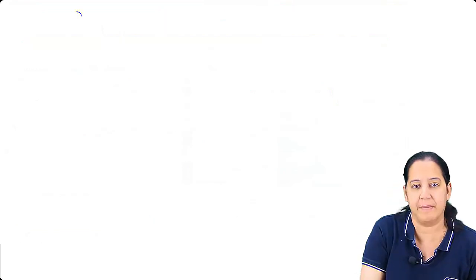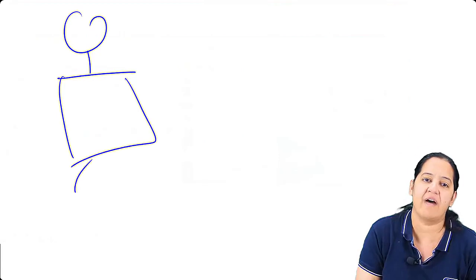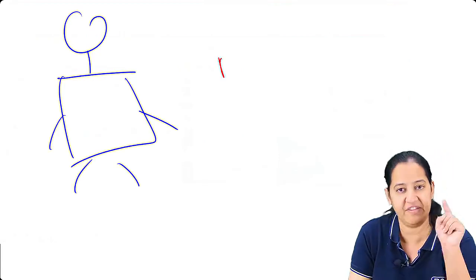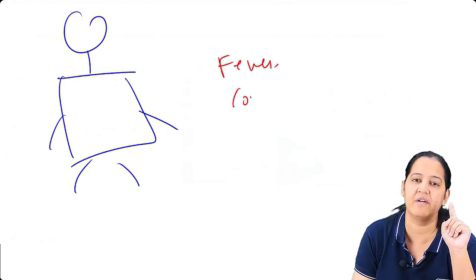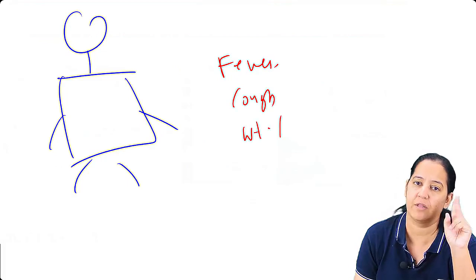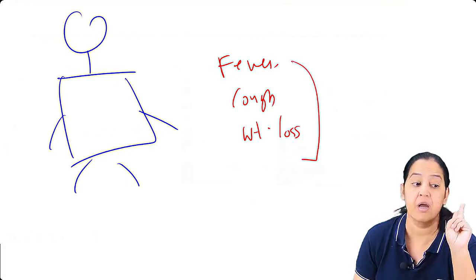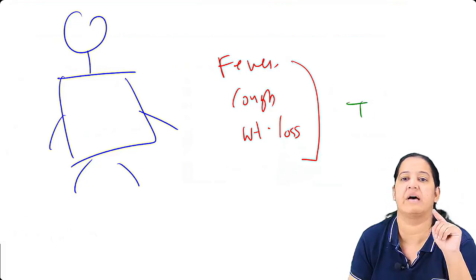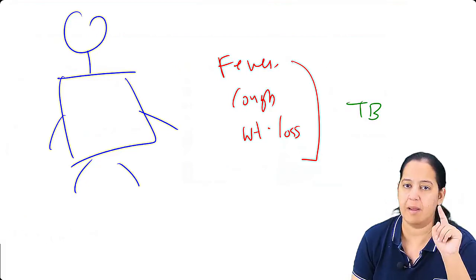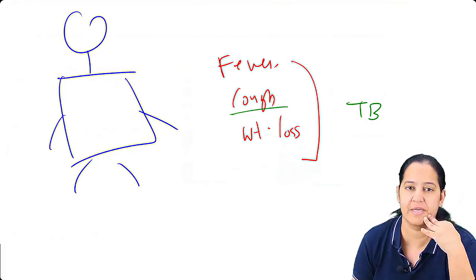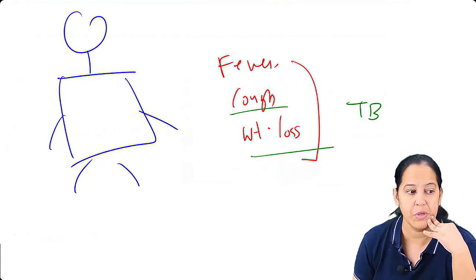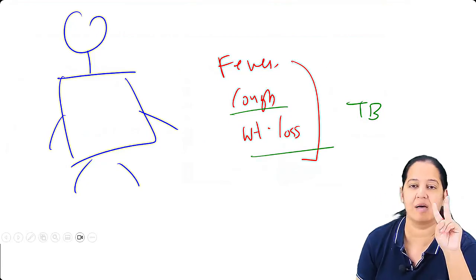Imagine a patient is coming to my clinic. Doctor, I'm having cough, I'm having fever, I'm having weight loss, the three complaints, and the patient is young. I have high suspicion the patient is having TB. The cough is not resolving with antibiotics, and the patient is underweight also. So I have suspicion.